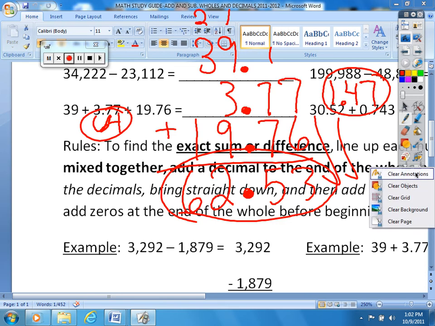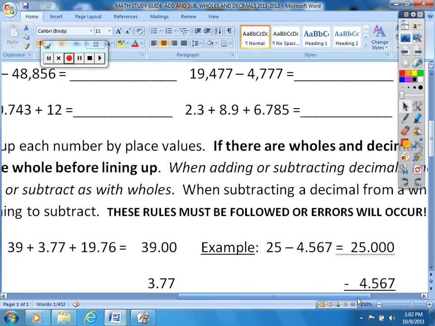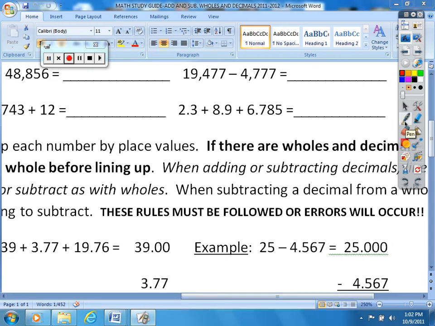All right, let me do one more of these. All right, let's do this one here. I'm going to show you the proper procedures, and then we're going to do one a little bit more difficult. I'm adding 3 decimal values. I'm going to get an estimated sum first. Then I'm going to get the exact. I've got 2 3/10 plus 8 9/10 and 6 785 thousandths.